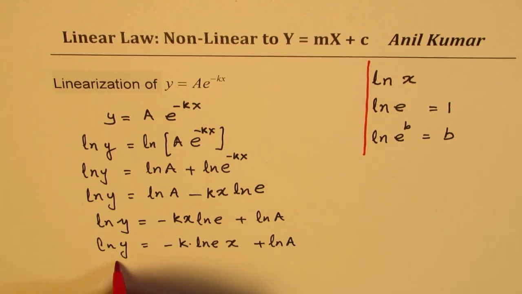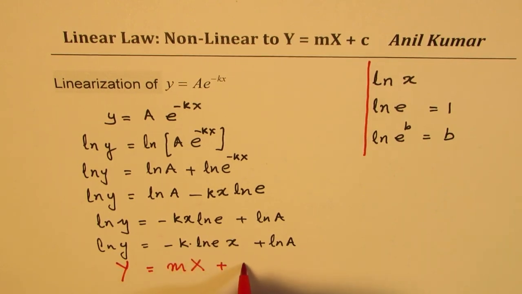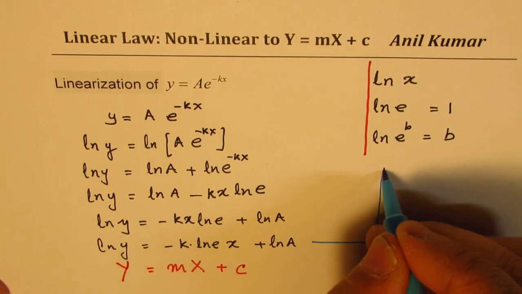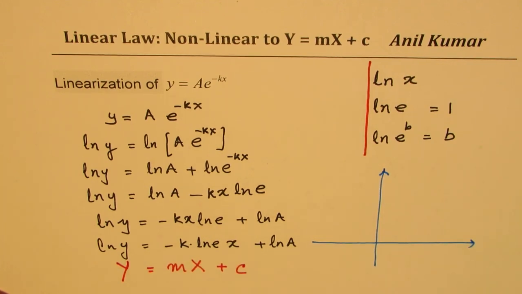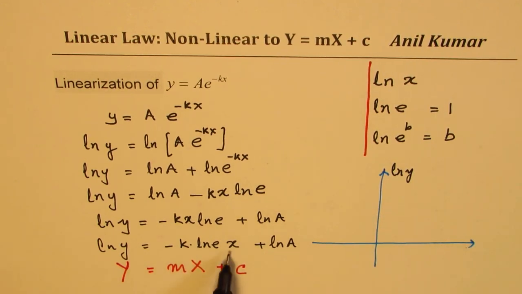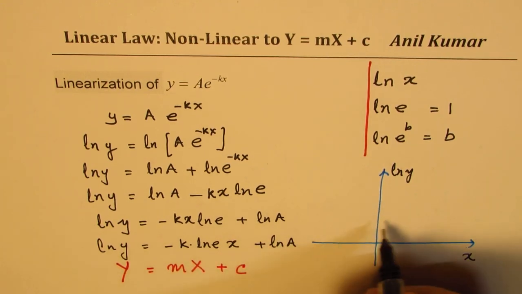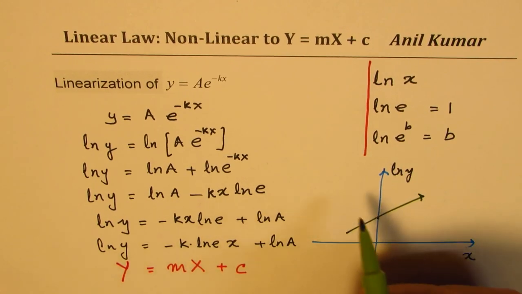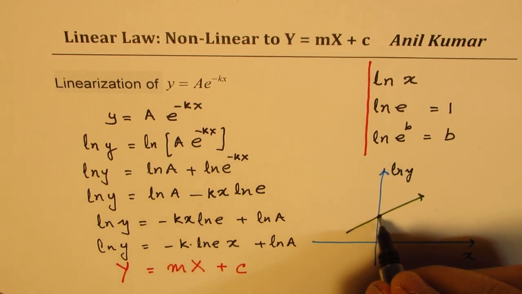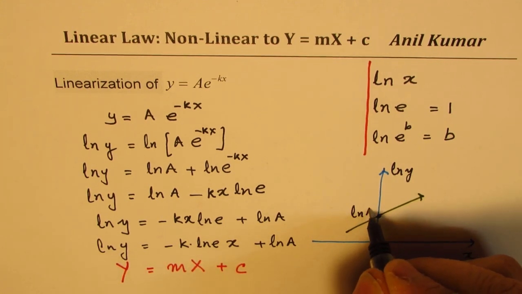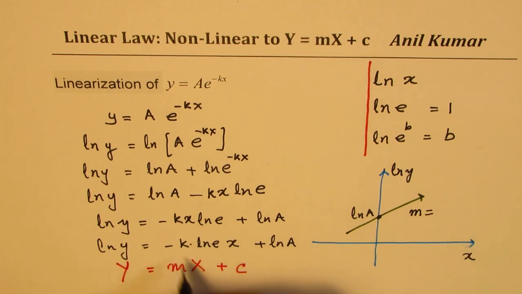Now, can you tell me what should be on the vertical and horizontal axis, and what is the gradient for this particular example? You can pause the video and answer this, correct? In this case, as you can clearly see, we have ln y on the vertical axis, and on the horizontal axis we have x. The y-intercept, let me just draw a line here. I'm always taking positive values. The y-intercept here is ln a, which is a constant, and the gradient m is minus k.